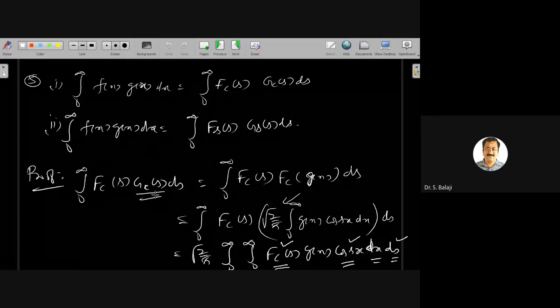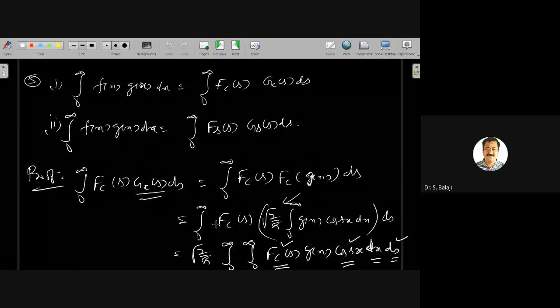Now this gc of s is the Fourier cosine transform of g of x. fc of s stays as it is, and gc of s is the Fourier cosine transform of g of x, by the Fourier cosine transform definition: root of 2 by pi, integral 0 to infinity, g of x cos sx dx. The integral from 0 to infinity with fc of s and ds stays as it is.